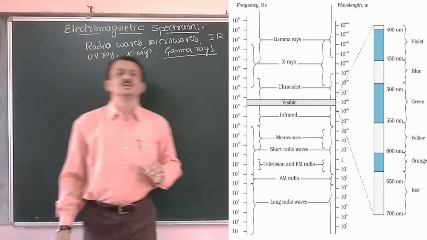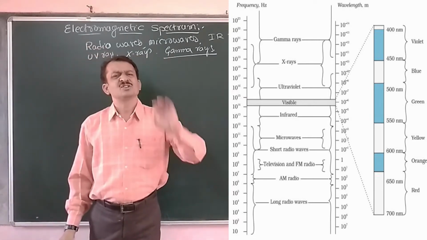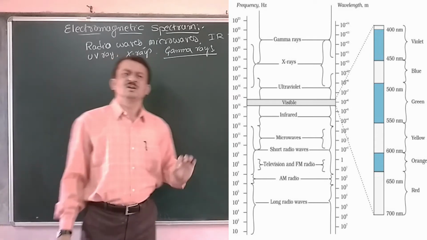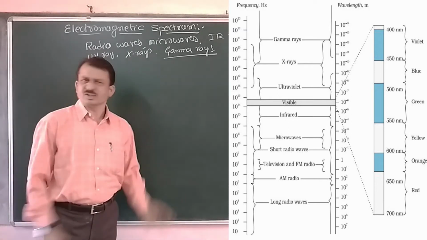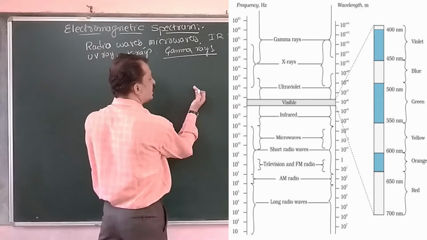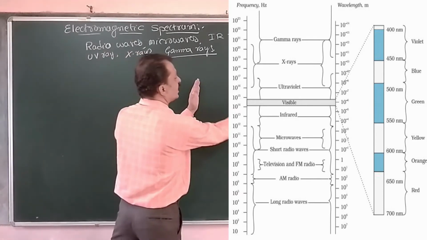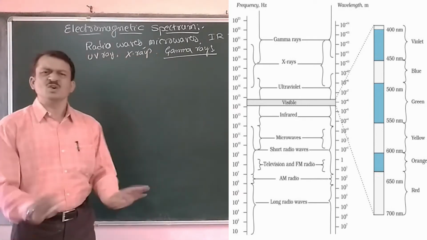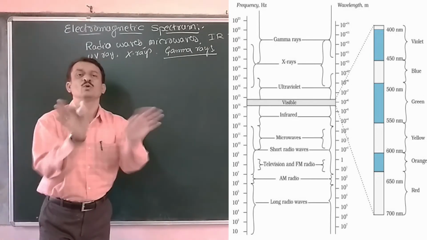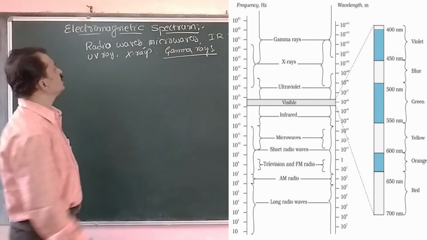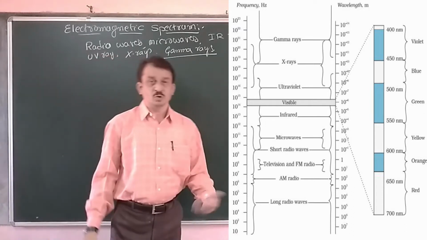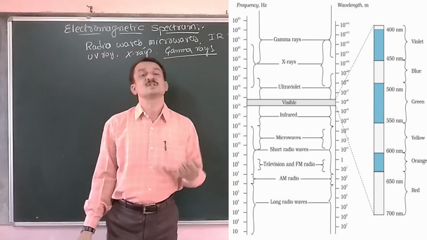Now here, there is no exact sharp boundary of frequency or wavelength for all these radiations. From here to here, this is radio. From here to here, this is micro. From here to here, it is IR. There may be an overlapping of the boundaries. Now we will study in detail how these electromagnetic radiations are produced and what their uses are.